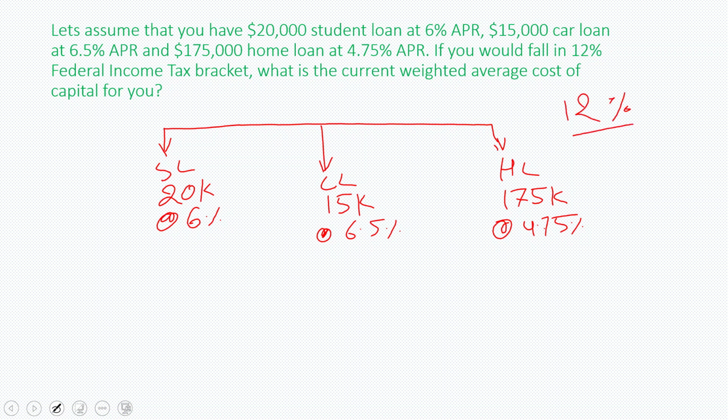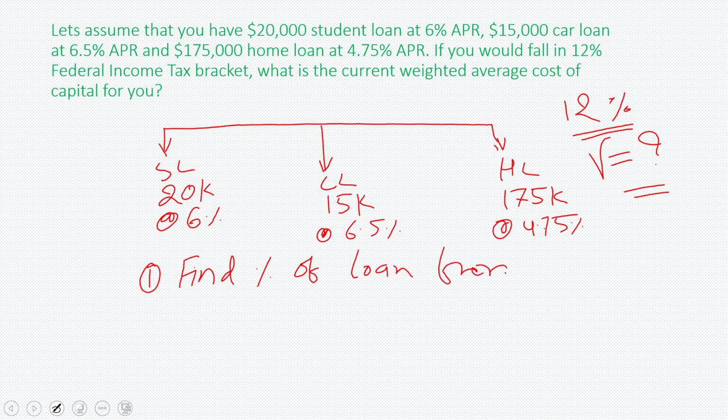So given this information, this question is asking what is the average cost of capital for you? In a way, what is the discount rate for you? So this question can be solved in three steps. In step one, what you would do is you would find the percent of loan from each source. That would be your step one.